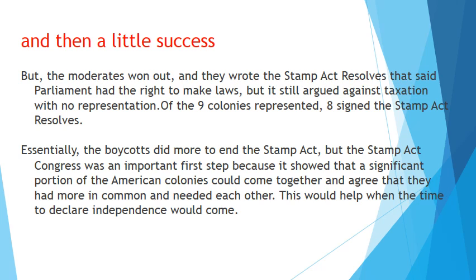So essentially, I will tell you that the boycotts did more to end the Stamp Act, but the Stamp Act Congress was an important first step because it showed that a significant portion, I mean 8 out of 12 agreeing on something, is very significant. The fact that 8 out of 12 agreed that they had more in common and they did need each other and they could work together, that's what came out of this. So when the time to declare independence is going to come and the time to fight is going to come, they're ready to unite. They're almost there.